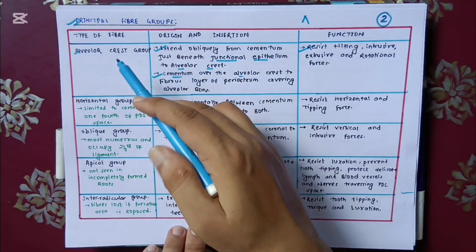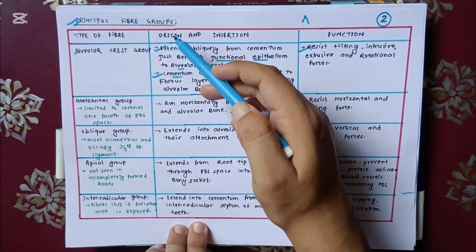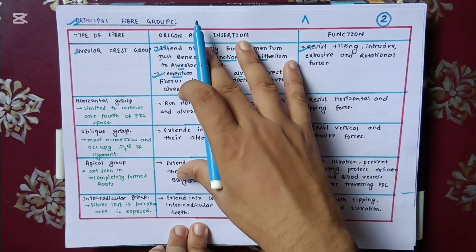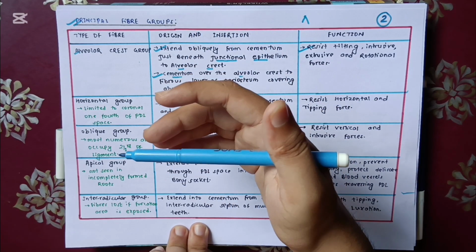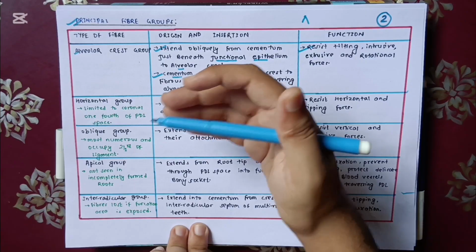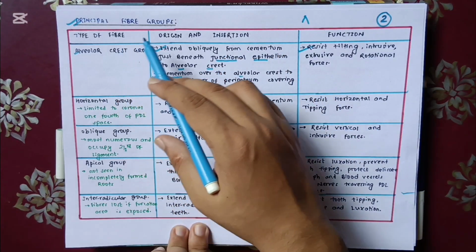Okay, so now we will start with this principal fiber group. This is a very important topic of this chapter, periodontal ligament. And if you ask me the question, tell me the most important topic of this chapter, then I would reply about this principal fiber groups.